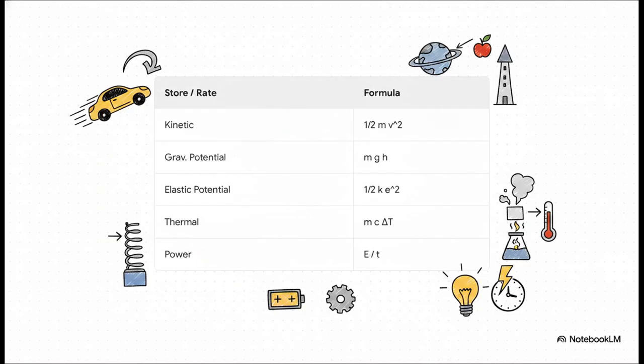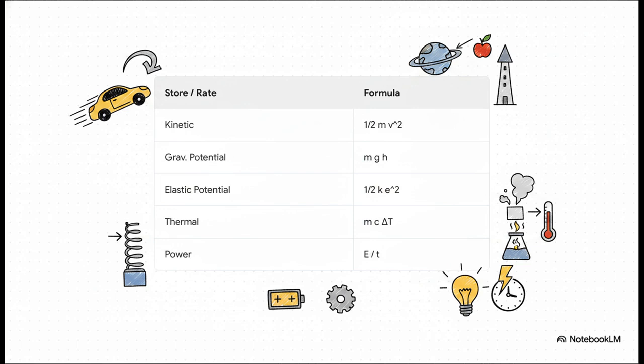Okay, there are 5 core formulas you need to calculate these stores, so let's rattle through them. Kinetic energy is 1/2 times mass times velocity squared. Basically, go faster, get more kinetic energy. Gravitational potential energy, or GPE, is mass times gravity times height. Elastic potential is 1/2 times the spring constant times extension squared.